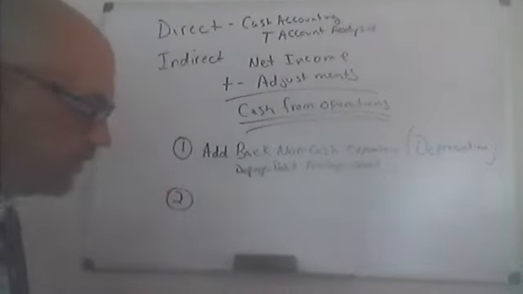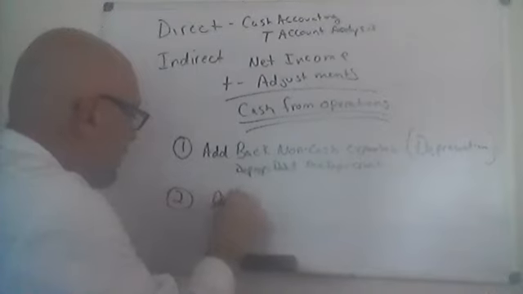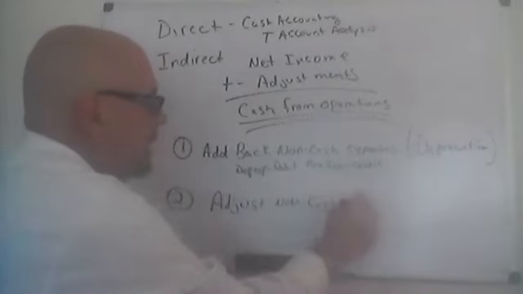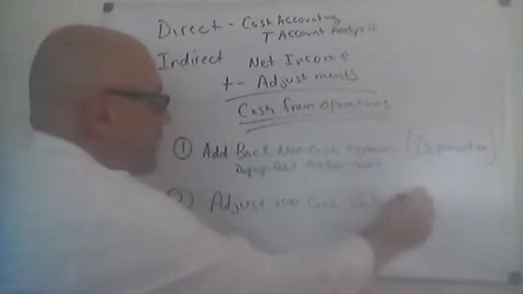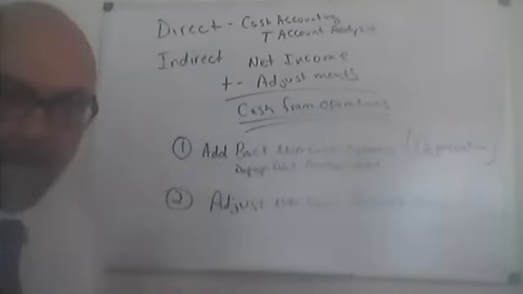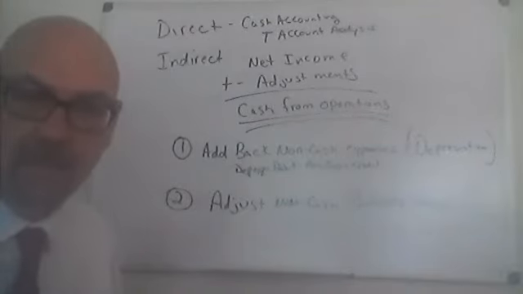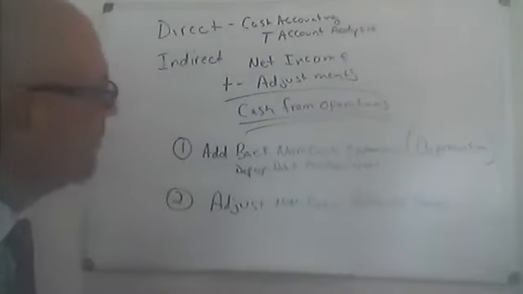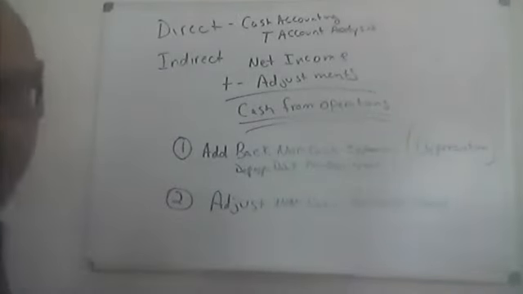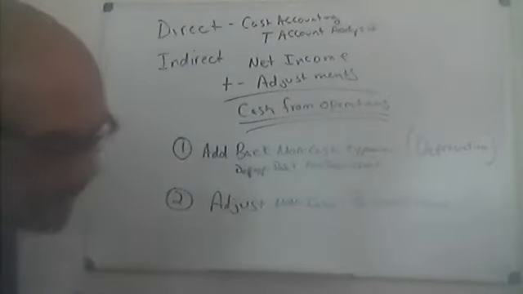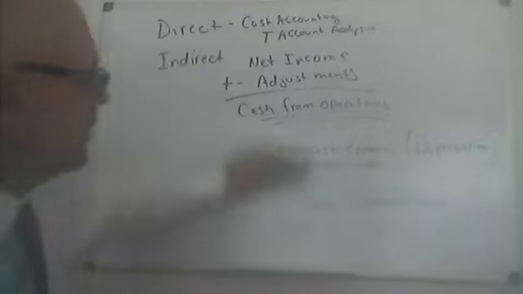Step 2, we have to adjust for our non-cash balance sheet items. Okay. So here we're going to be looking at some current assets and some current liabilities and how they change. Okay. Being at home, don't have a big enough board. I hope you have this all written down because I'm going to need some more room. Okay. So we're going to work on step 2. We're going to adjust some non-cash balance sheet accounts.